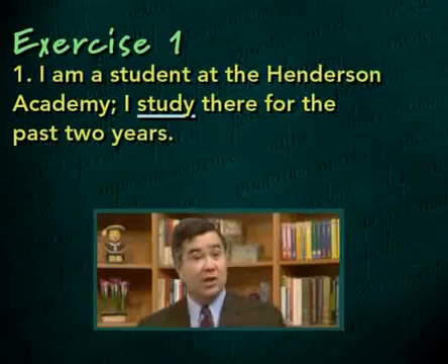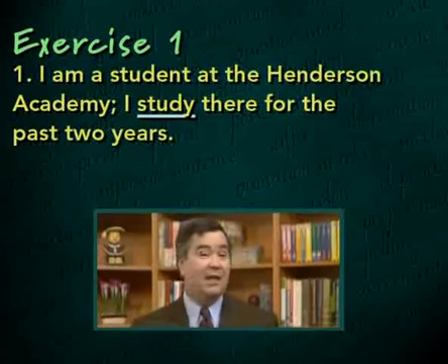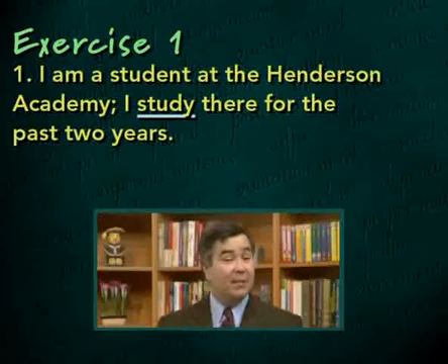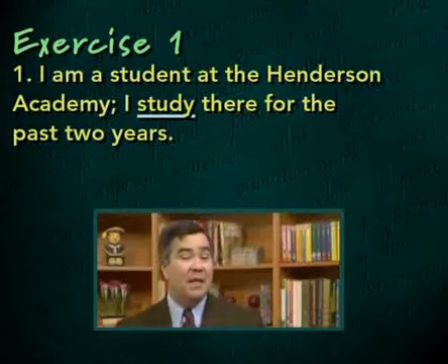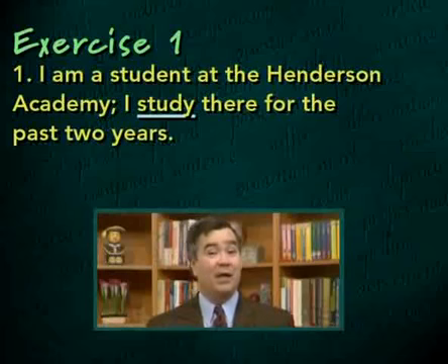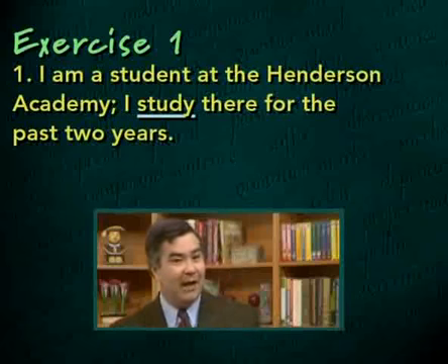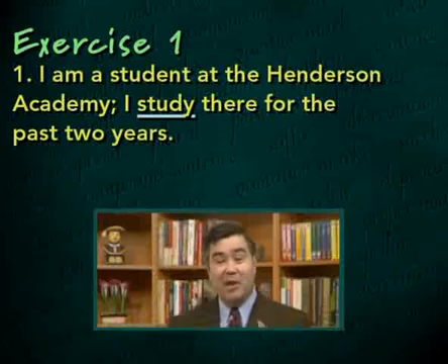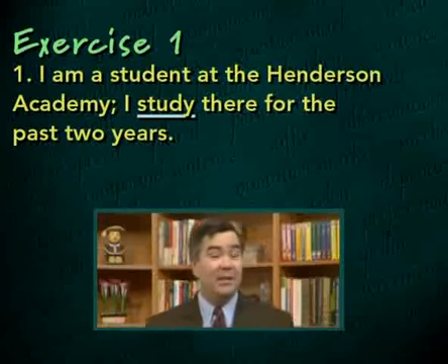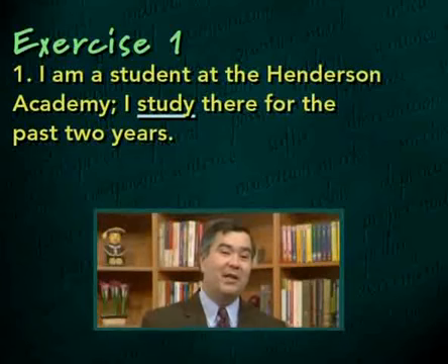Well, there are 2 actions described in this sentence. One is, I am a student at the Henderson Academy. Now, that's a present tense verb, meaning that being a student at the Henderson Academy is something that's happening right now. What about the studying? Is that something that's happening right now? Well, yes and no. Because I'm a student at the Henderson Academy, I am studying there now, but I've also studied there over the past 2 years.